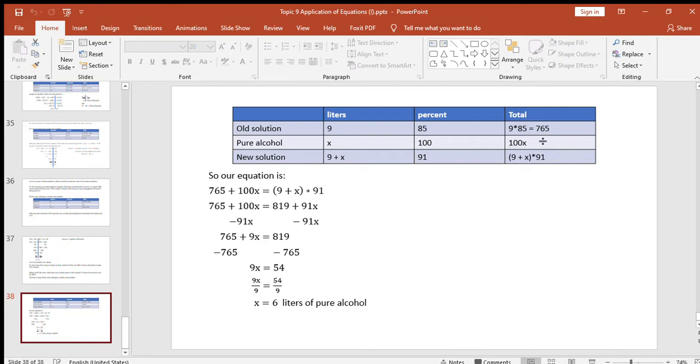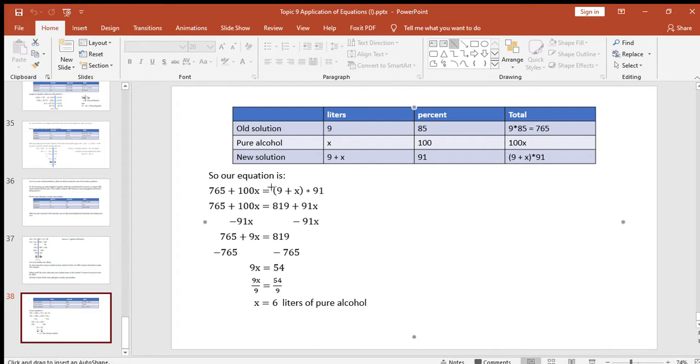Once we get this, we have a new equation: 765 plus 100x is equal to 9 plus x times 91. Simplify things, and you're going to get this new equation. Since we have variables on both sides of the equation, we have to move one of them. Which one do we move? We move the smaller one by subtraction. So we subtract 91x on both sides, and you're going to get 765 plus 9x is equal to 819.